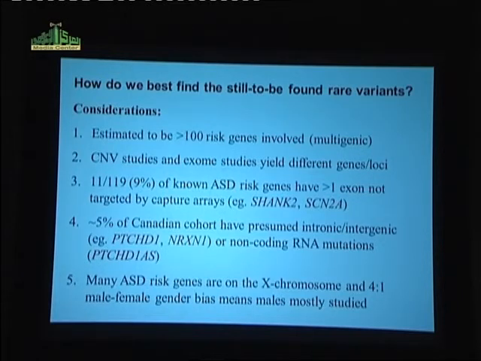We estimate that 5% of our Canadian cohort has intergenic or intronic mutations. We published on this. I mentioned the PTCHD1 non-coding RNA. There are intronic mutations in Neurexin-1 and antisense genes. And then finally, many of the ASD risk genes are on the X chromosome. This plays into the intellectual disability story. And since males have half the copy number, you have to have good sequencing and good coverage. Actually, all of the published exome sequencing studies did not even look at the X chromosome until recently.